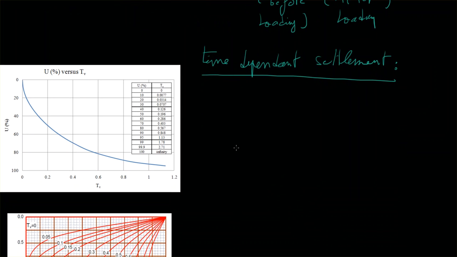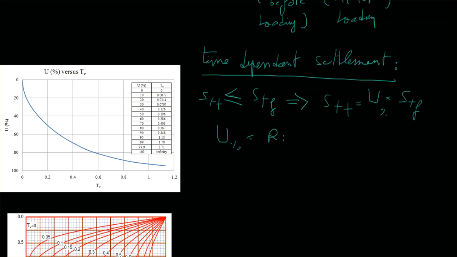So we could define a new one called STT, which is the settlement at a certain time, which is less than or equal to STF, the final settlement. Or it could be defined that STT is a fraction U of STF. Now this fraction, which is called the rate of consolidation, is dependent on time.